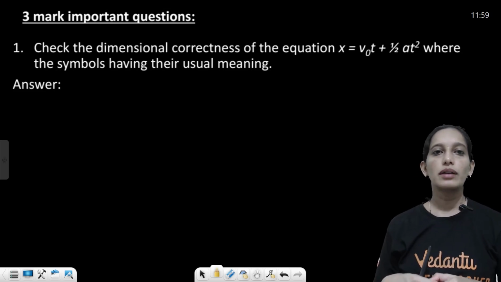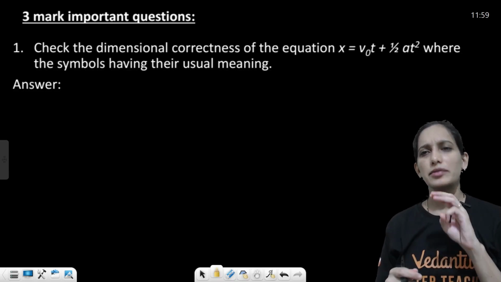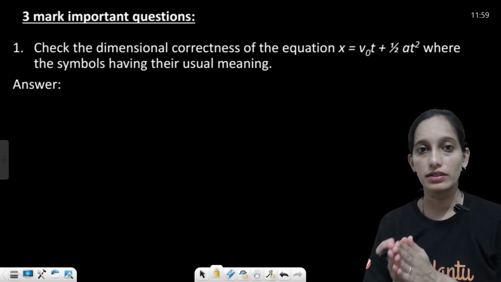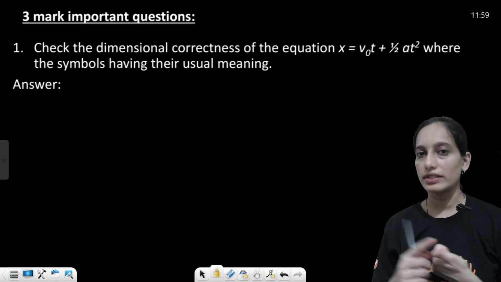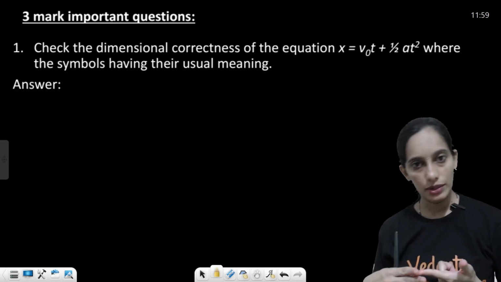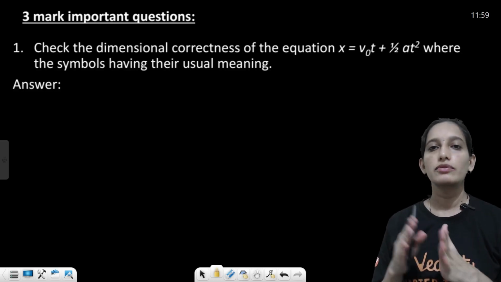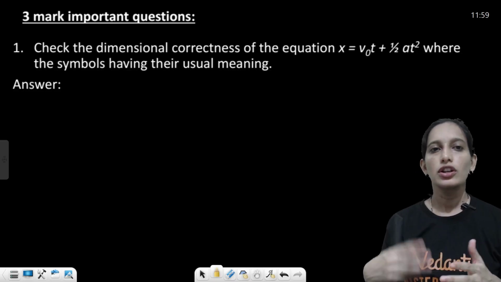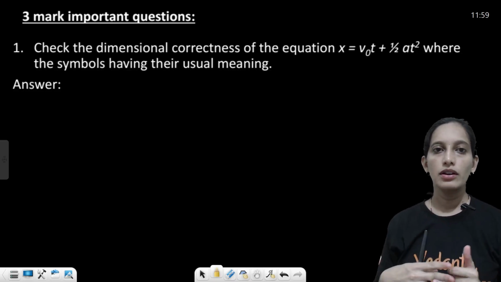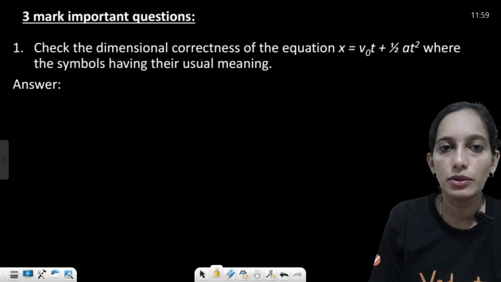Coming to the 3 mark question, in 3 marks there are usually application of dimensional analysis based questions. One is to check the correctness of the equation, another can be deriving the equation, and another can be converting a unit from one system of units to another system of units. So mostly we can expect such types of questions for 3 marks in this chapter. Let us begin with this particular question.